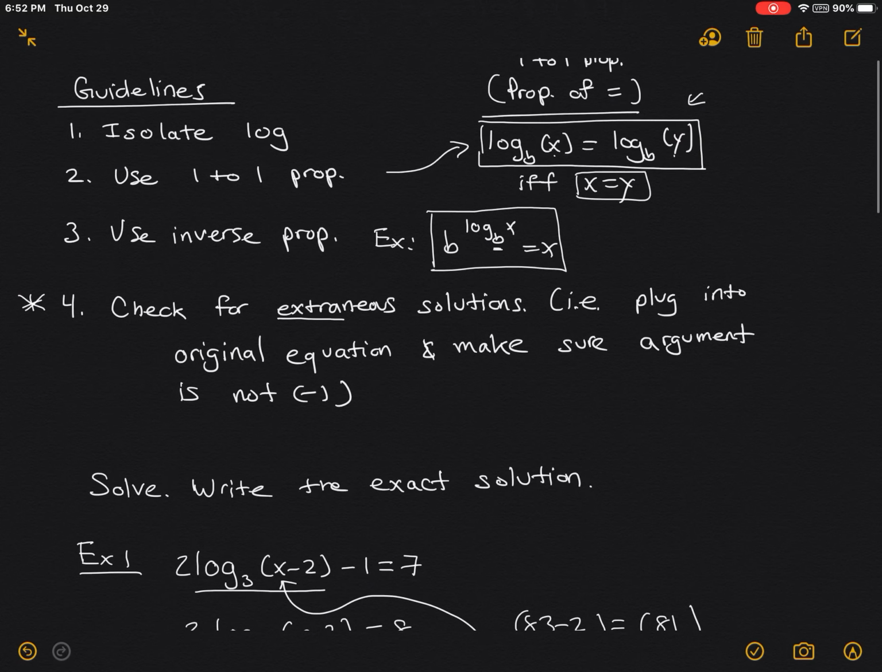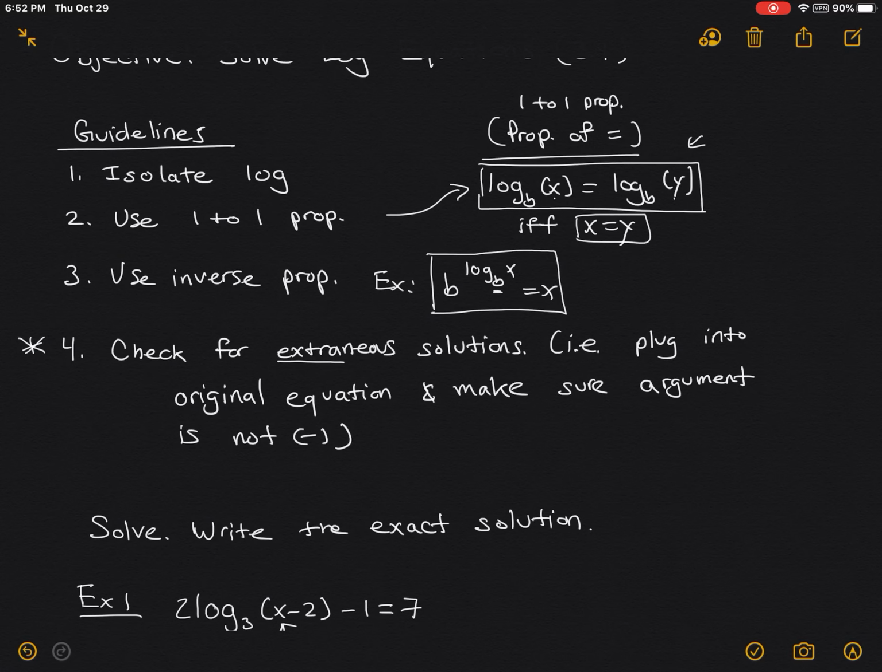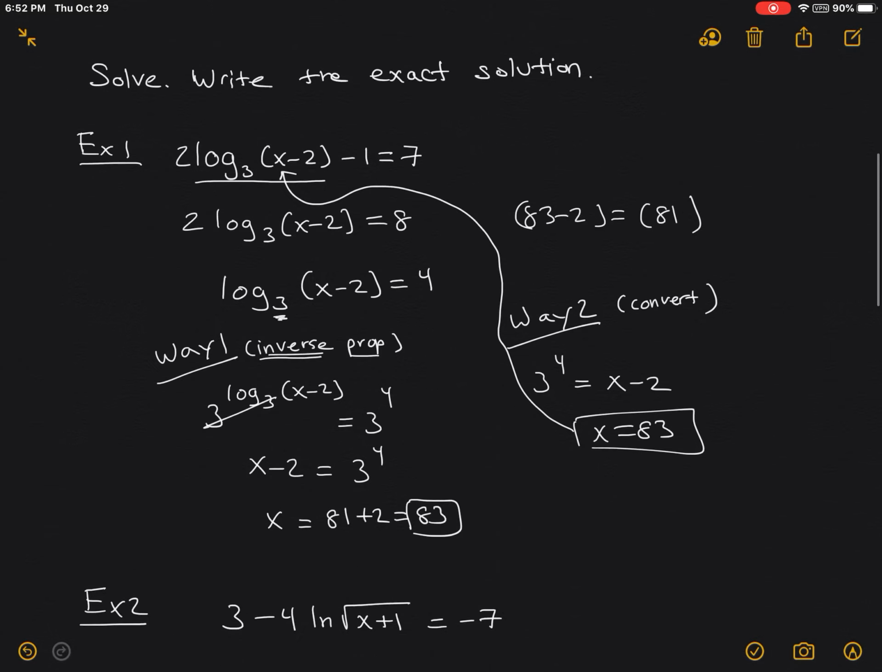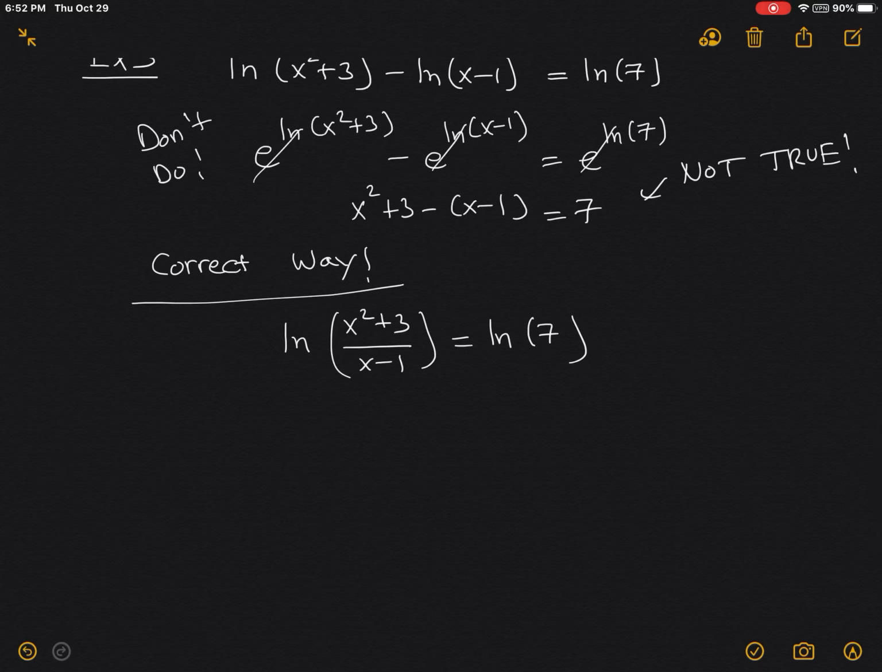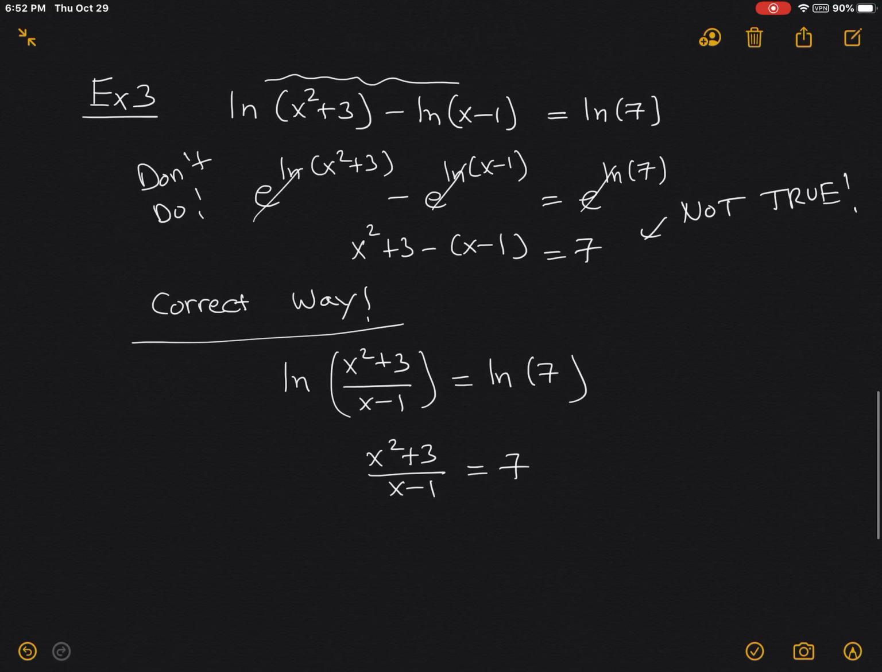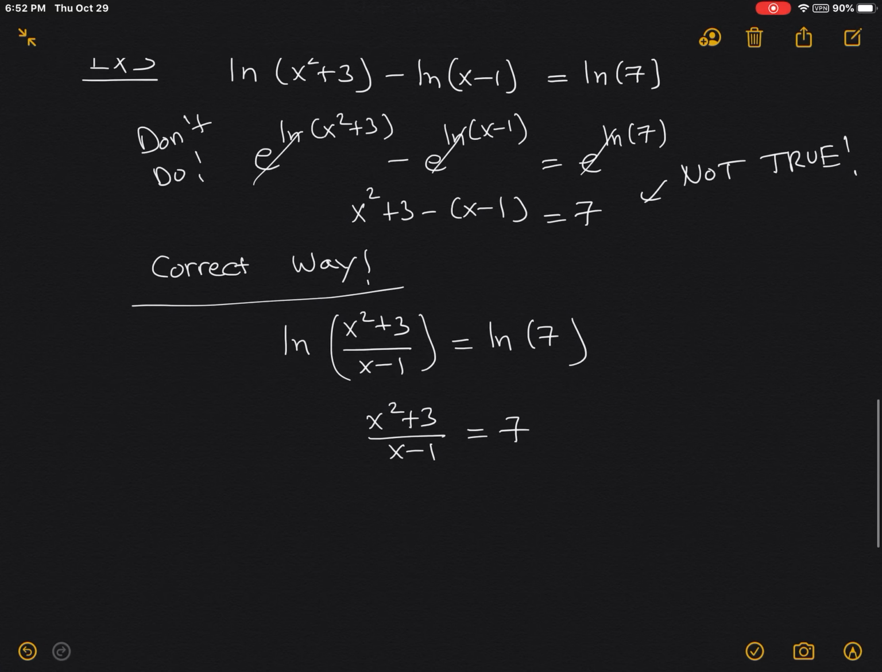And now, if I go all the way back to my guideline number 2, my one-to-one property says that if I have a single log and a single log of the same base, this statement is true only if the arguments are equal to each other. And so basically on this problem, I have ln on both sides. They both have the same base. All I have to do right now is just set the arguments equal. And that's it. You don't need to do anything else other than that. Okay, so condense into a single log, then you can use your one-to-one property on this particular problem.